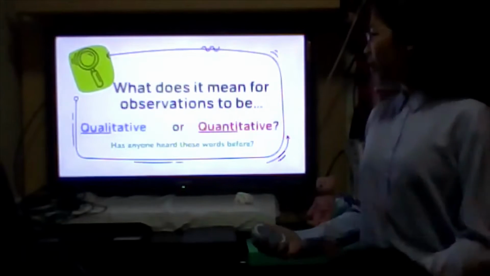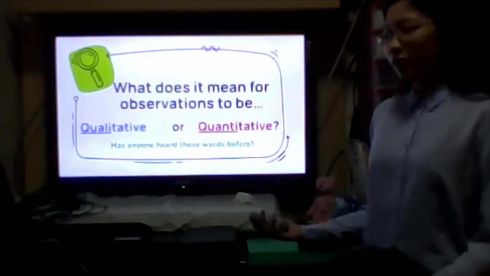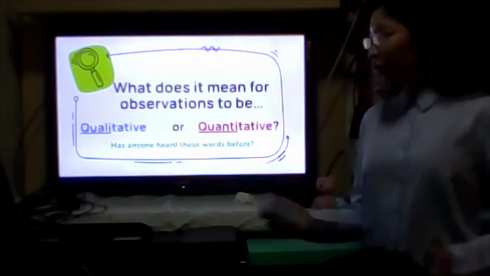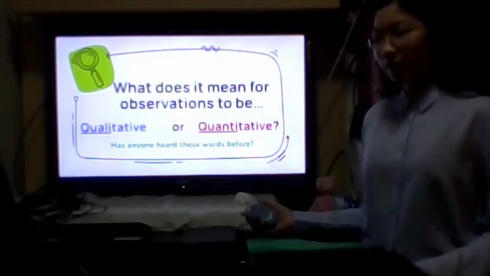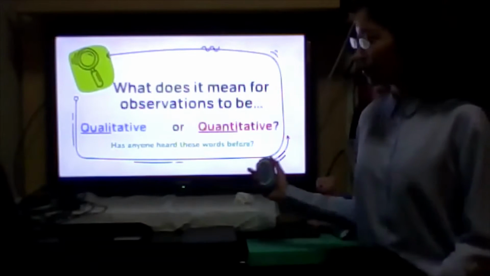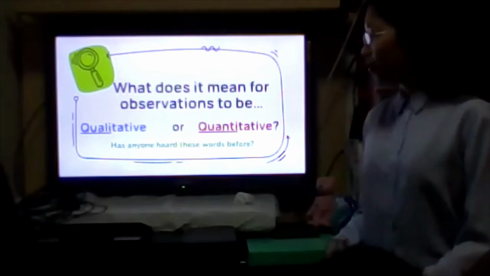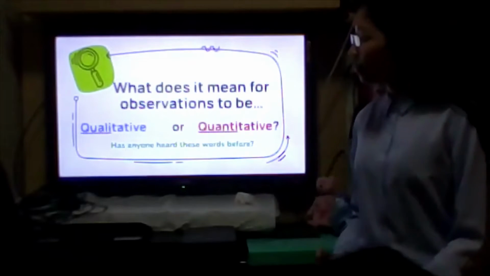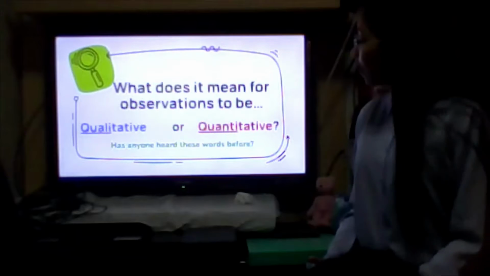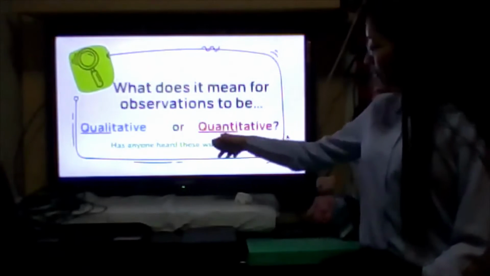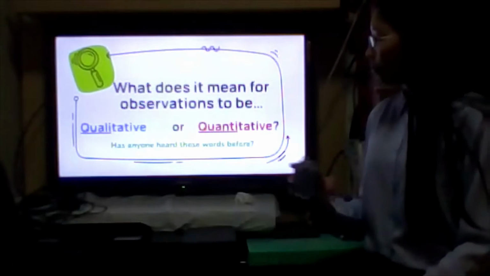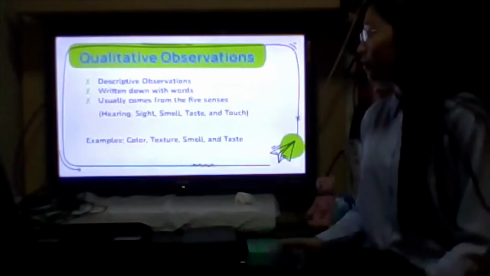So, what does it mean for observations to be qualitative or quantitative? Has anyone heard these words before? No? Well, we can look at the words. First look at these words. We see that qualitative, that little underlined portion, doesn't it look like the word quality? And for quantitative, that underlined portion looks like quantities, right? Let's look a little bit more about the differences in the next slides.